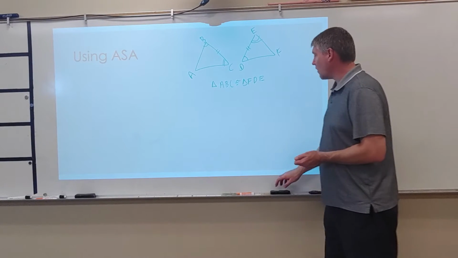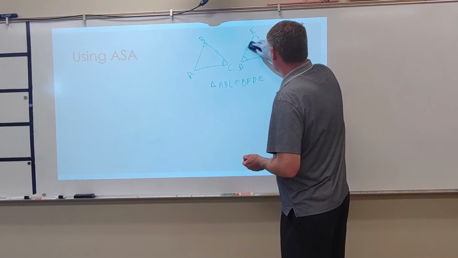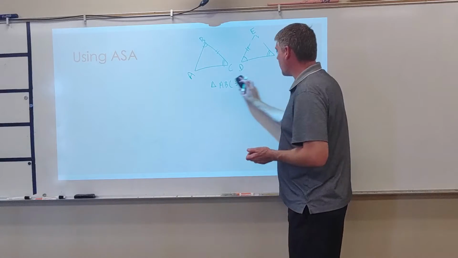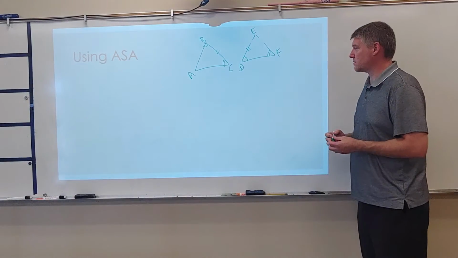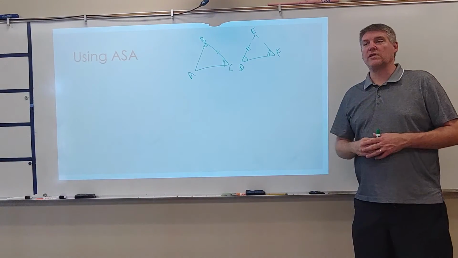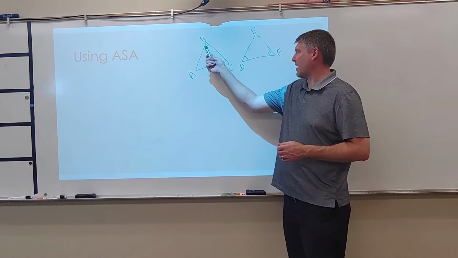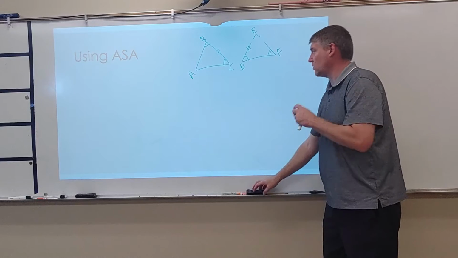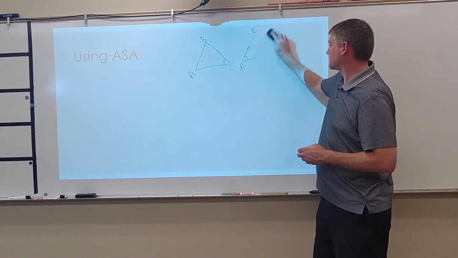Okay? Now, what if I were to put this on here and go like this? Now, are these triangles congruent? I don't know that they are congruent because I do not have angle side angle. Here I have angle side. Okay? So I don't know if they are congruent or not.